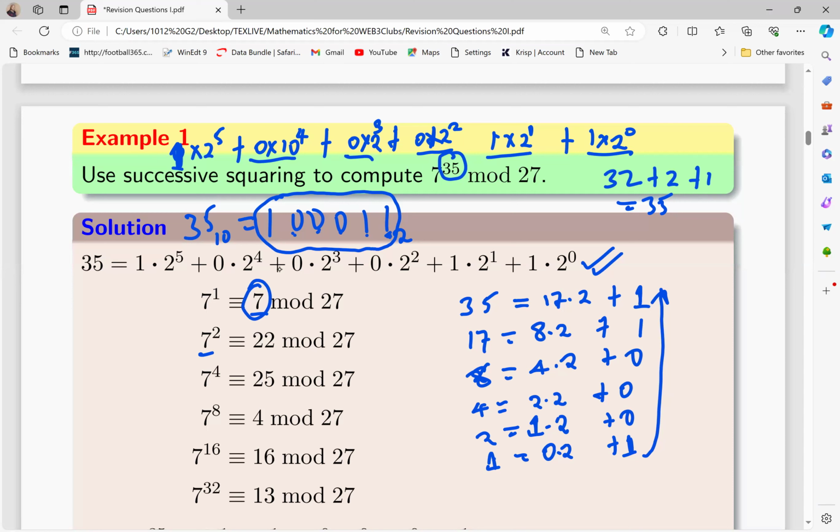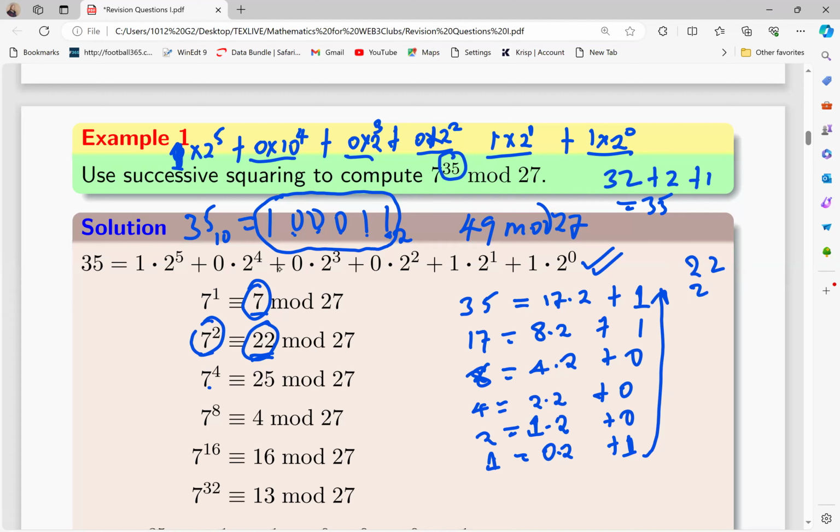So when you square that, you get 49, but we are doing it mod 27. So we ask ourselves, if 27 were to go into 49, how many times will it go there, and what will be the remainder? So 27 goes there once. Is that okay? The remainder is 22. That's what I've written here. Now, what about 7 raised to 4? 7 raised to 4 means I've squared this, so I must also square this. So 7 raised to 4 is the same as 22 squared.